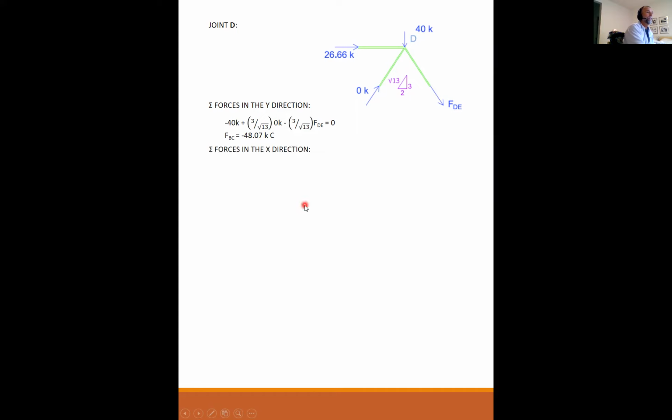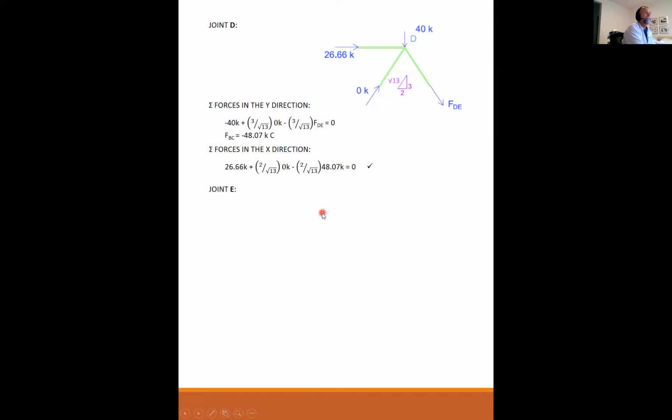And sum the forces in the x direction. I have to the right 26.66. I have to the right 2 radical 13 of nothing. And I have to the left, because this is now compression, 2 radical 13 times 48.07 equals 0. And so what does that mean? Well, there's no unknowns in this summation. So this is one of your checks. If this did not equal 0, this is how you know, oh boy, I made a mistake someplace, because this had better equal 0.